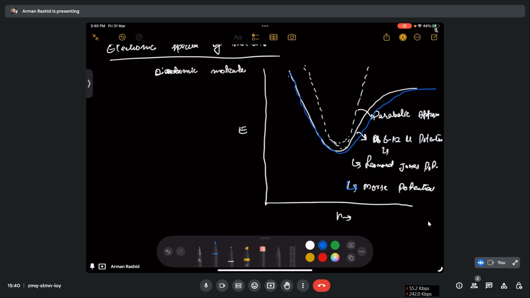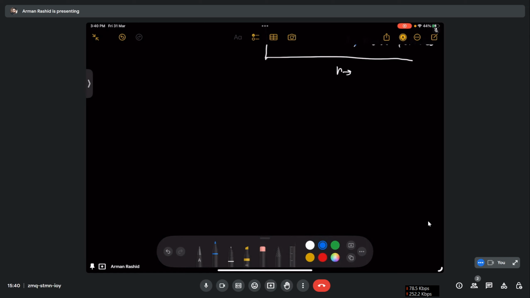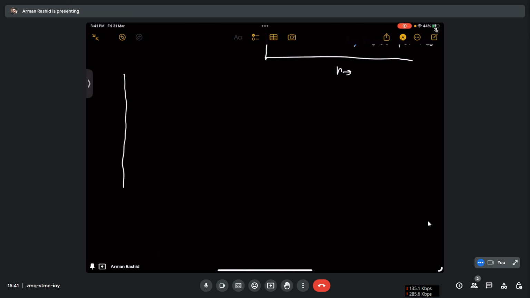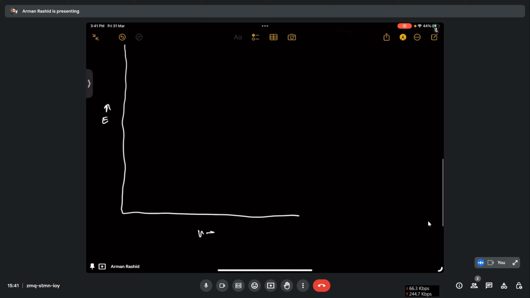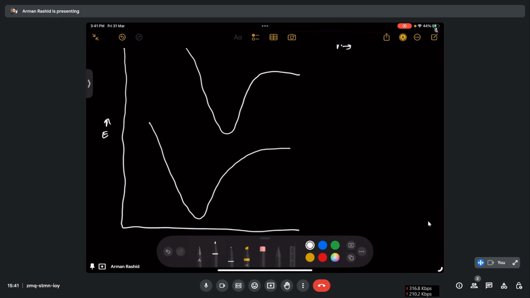Then what I have shown you is that we have different electronic states, for example. If I make energy on this axis and the reaction coordinate on this axis, then this is the ground state and this is the excited state. So these are the electronic energy levels. Then in each of the electronic energy levels we have these, which are called vibrational energy levels.